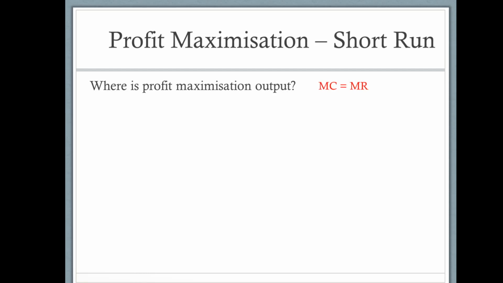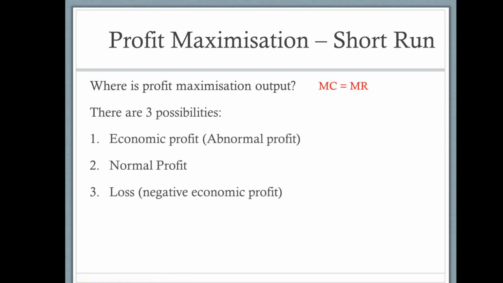And then there are only three possibilities every time you look at the diagram. Either you can earn an economic profit, which is your profit, sometimes they would call that abnormal profit, or you are going to earn a normal profit.